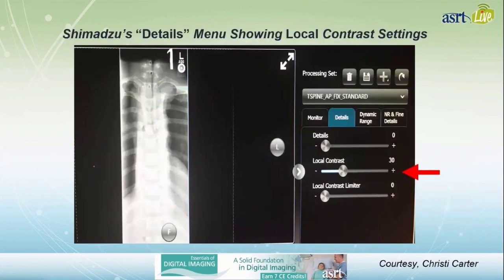One of the things that the advent of digital has brought to us is a new concept, the concept of local contrast. And you can see here on this Shimadzu machine, on the console on the right there, a setting for local contrast and local contrast limiter. So these are practical applications.